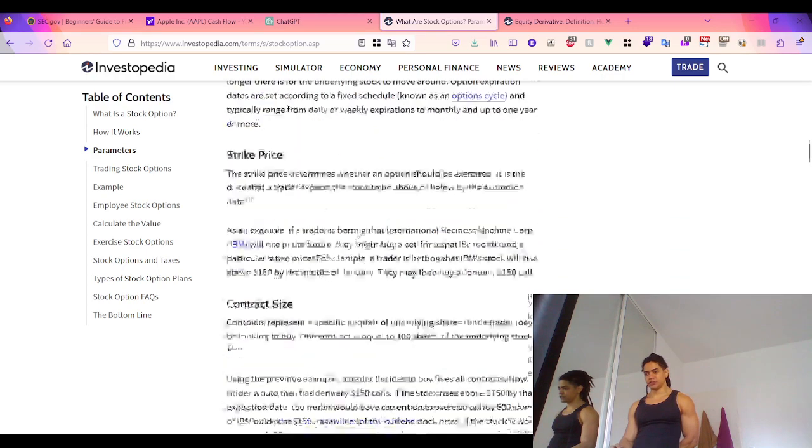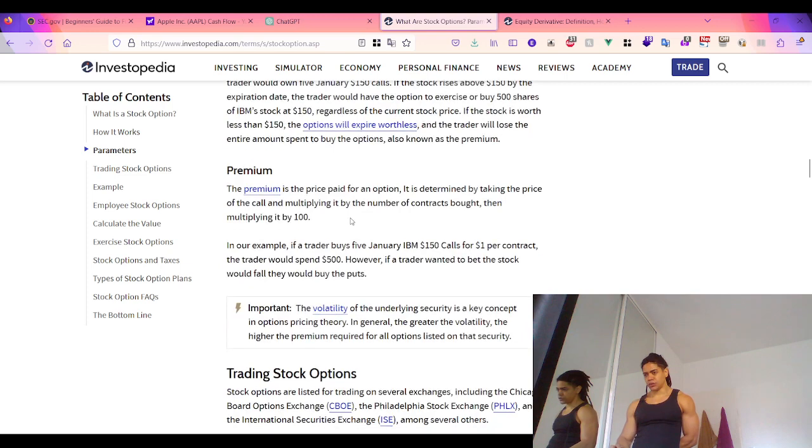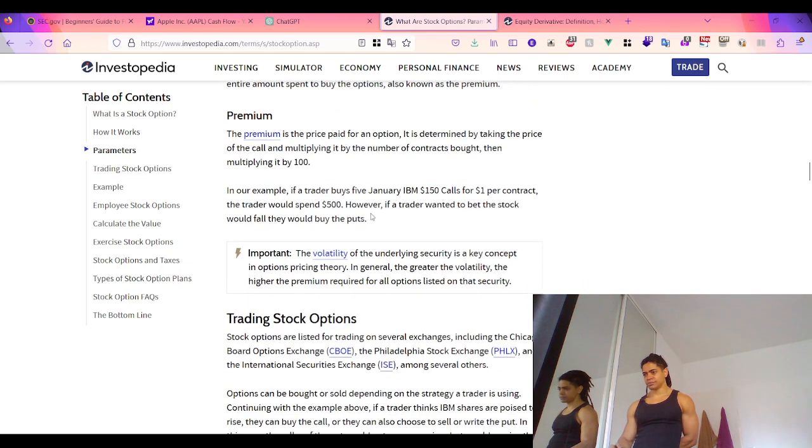Expiration date, strike price, contract size, premium. The premium is the price paid for an option. It is determined by taking the price of a call and multiplying it by the number of contracts bought, multiplying it by 100. In our example, if a trader buys 5 January IBM $100 calls for $1 per contract, the trader will spend $500.